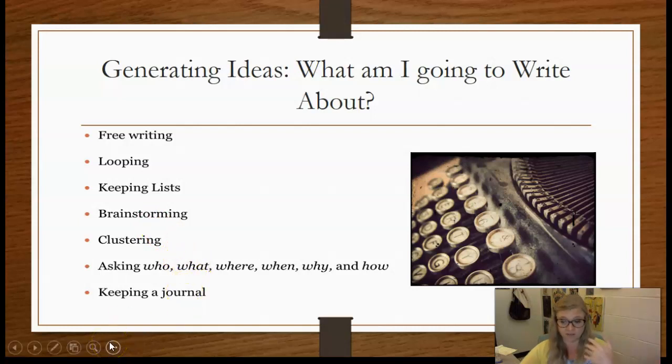Now you may find yourself doing something really different. Like, I've never been a person who's good at clustering or looping, and those are those kind of graphics that some people really, really work well with. They just don't work for me. And I have never kept a journal, and I have always wanted to, you guys, but I just really don't like it. So it is what it is with that.